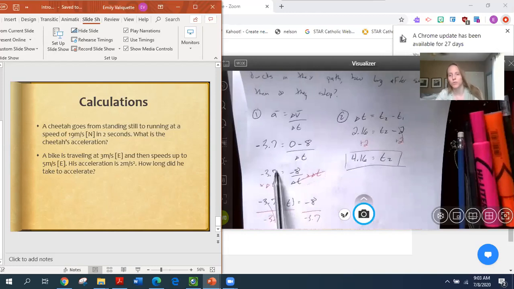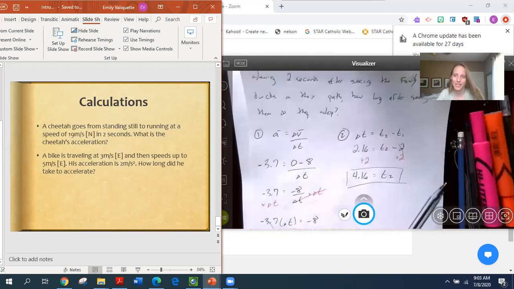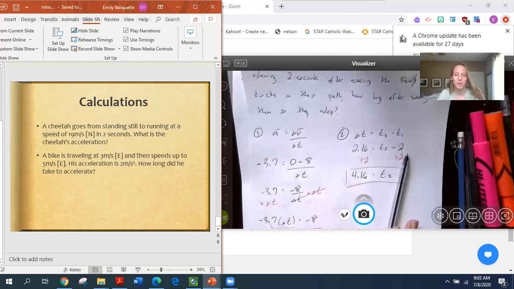You'd have to distribute this into the other brackets. This is definitely the easier way to do it. If you want me to go through the other way, just email me or ask me in class and let me know. But I don't want to confuse everyone.